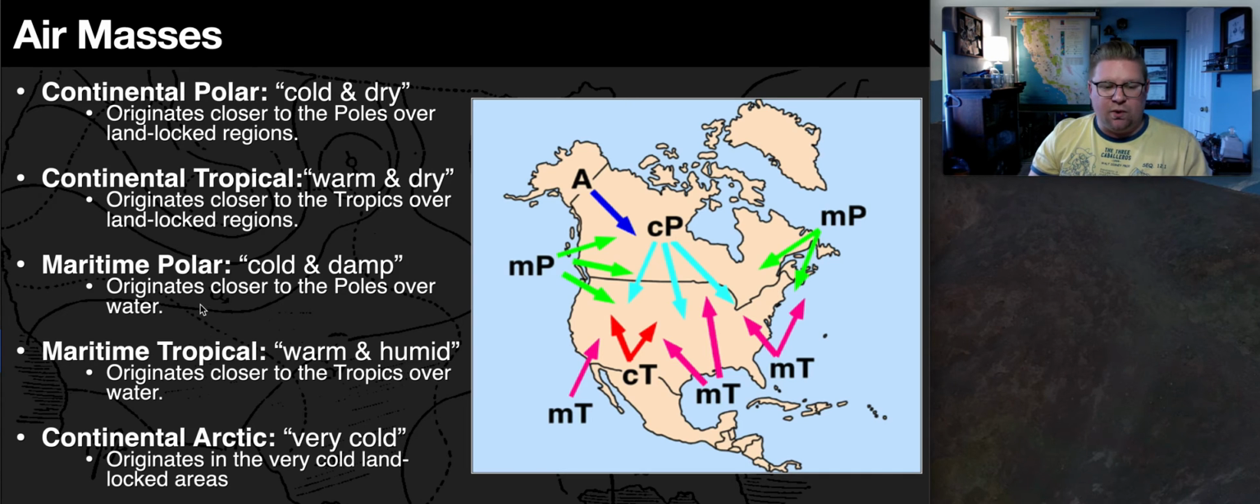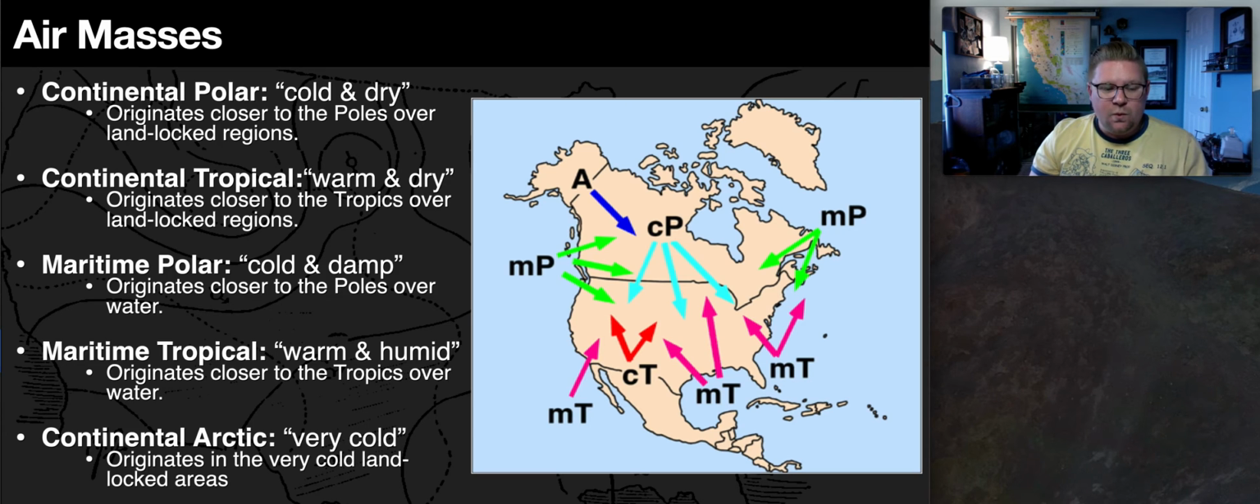The maritime polar is cold and damp. It originates closer to the poles, but over water. Maritime tropical is warm and humid, originates closer to the tropics and over the water. And then lastly is the continental Arctic, which is very cold, originates in very cold landlocked areas.